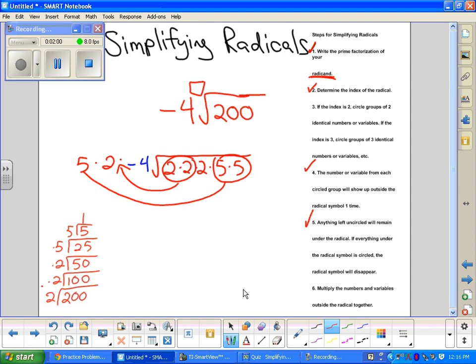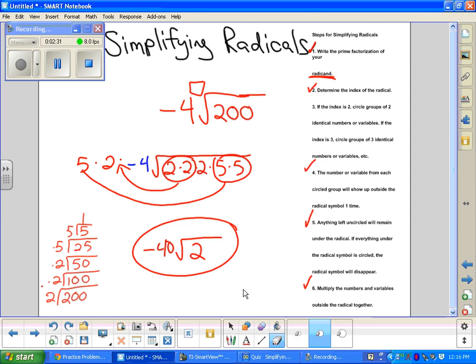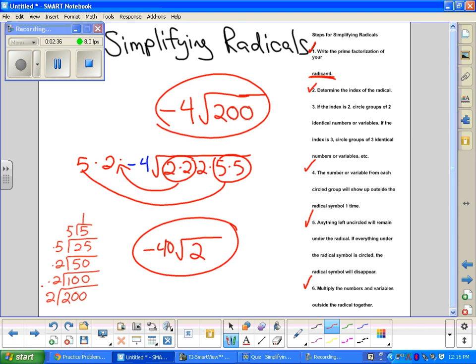Step 5, anything left uncircled will remain under the radical. So I know inside the radical is a 2. If nothing was left under the radical, or everything's cleared, it will disappear, but there's still a 2 there. And step 6, multiply the numbers and variables outside the radical together. 5 times 2 is 10. 10 times -4 is -40. All right, so we are saying that -4 radical 200 is the same thing as -40 radical 2.